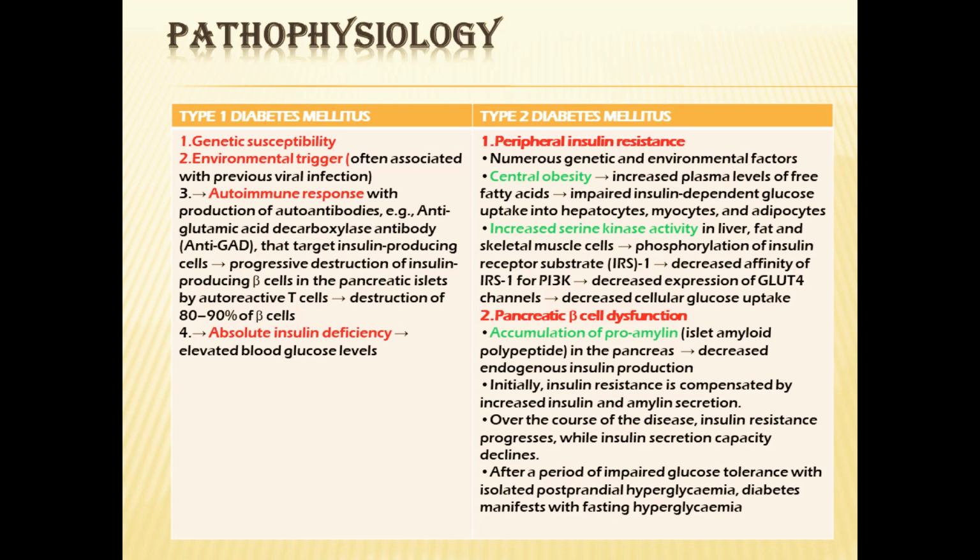Initially, insulin resistance is compensated by increased insulin and amylin secretion. Over the course of the disease, insulin resistance progresses while insulin secretion capacity declines. After a period of impaired glucose tolerance with isolated postprandial hyperglycemia, diabetes manifests with fasting hyperglycemia.